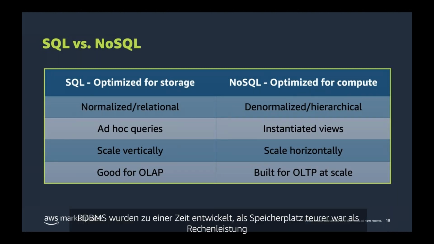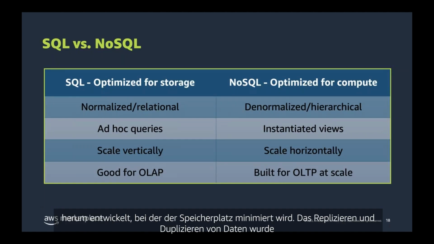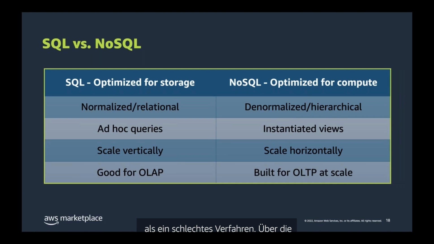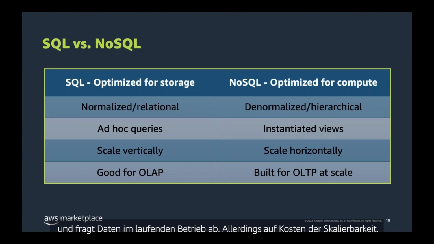RDBMS was designed in a time when storage was more expensive compared to compute. So SQL and RDBMS has evolved around normalization, where storage is minimized. Replicating and duplicating data was considered a bad practice. You don't need to think about the access patterns ahead of time. You normalize, reduce redundancy in storage, and query data on the fly, but at the cost of scale.